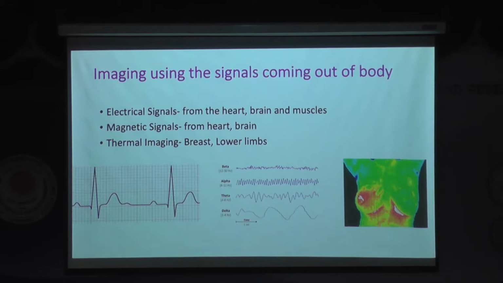Imaging using the signals coming out of the body. There are so many things in our body from which signals come out. That is also one type of imaging. Electrical signals from the heart, brain and muscles as ECG, EMG, EEG. Magnetic signals are also there from the heart and brain which are being studied. Thermal imaging can be used for breast and lower limbs. Thermal imaging is used as an adjunct for many types of cancer detection.